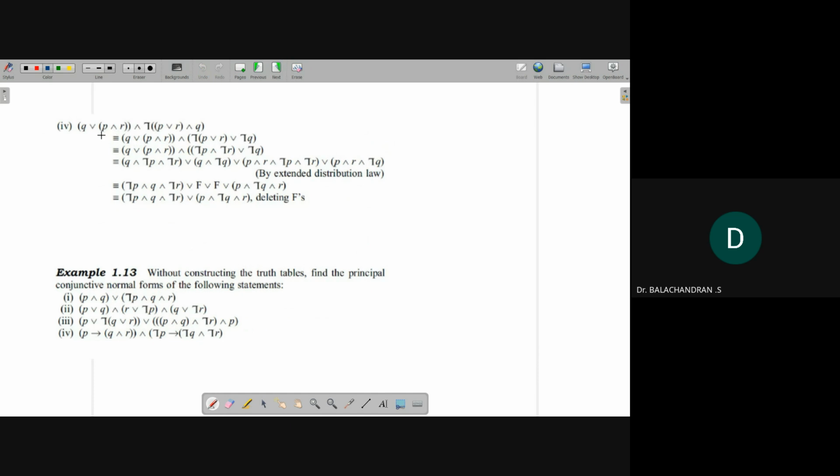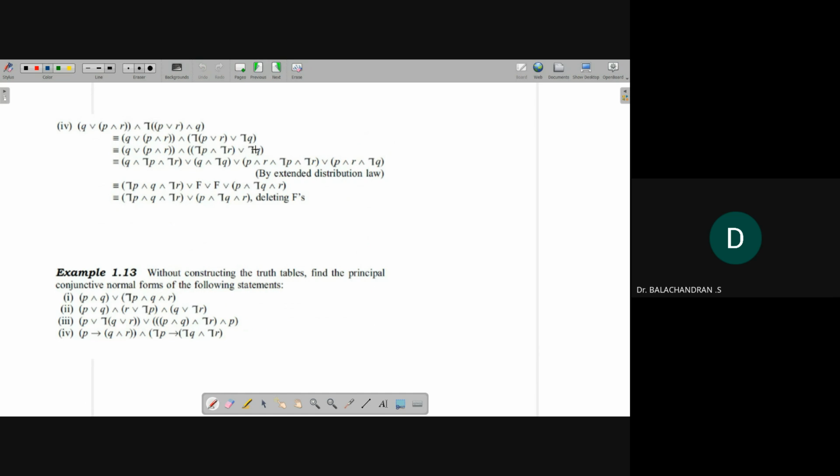Okay, fourth one: Q or P and R, and negation of P or R and Q. So first I'll keep this one as it is, Q or P and R, and apply De Morgan's law here. The negation of P or R is changed into negation P and negation R, and then negation Q. Next, the first term as it is, Q or P and R, and by De Morgan's law here, negation P and negation R, negation Q.